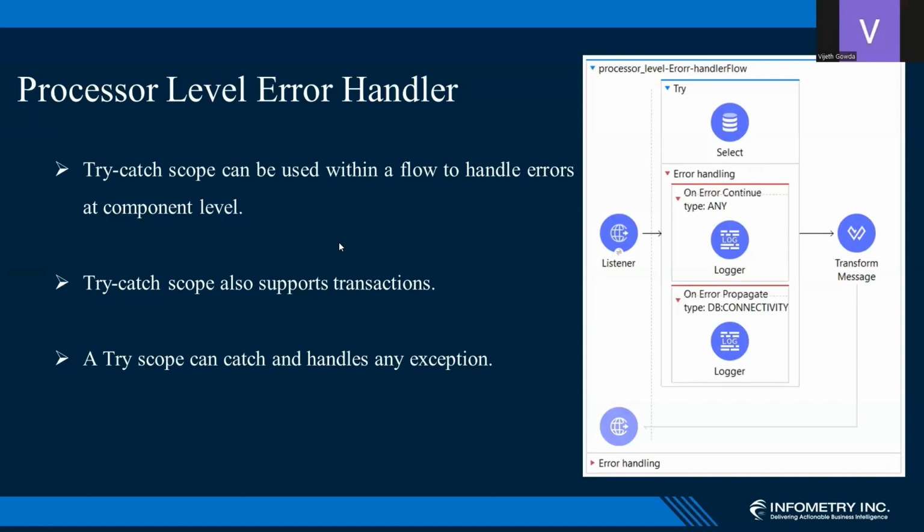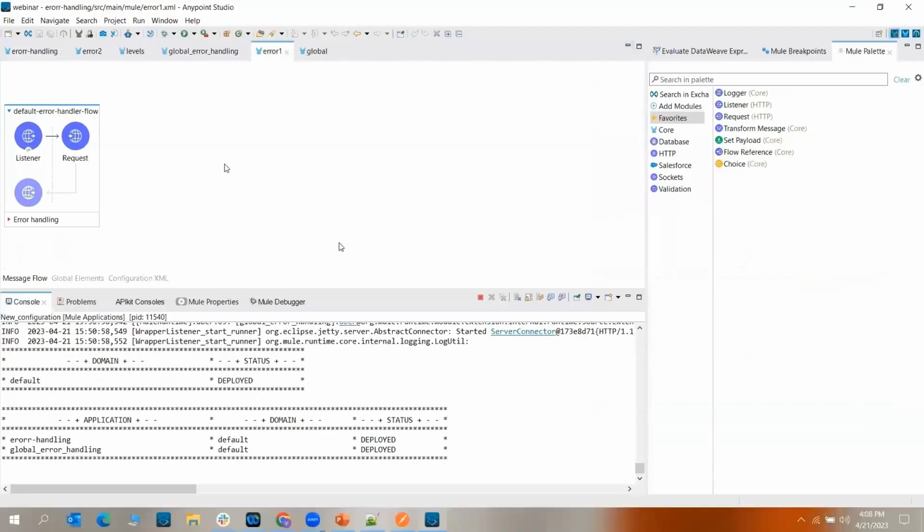Let's see practically how we can handle the errors at different levels. First, we will see the default error handler. As we discussed, the error that we get from any component will be handled by MuleSoft itself. So we cannot change the error type or manually modify the payload or the status code. All those things we are not able to modify, because it is handled by MuleSoft and will be default values.